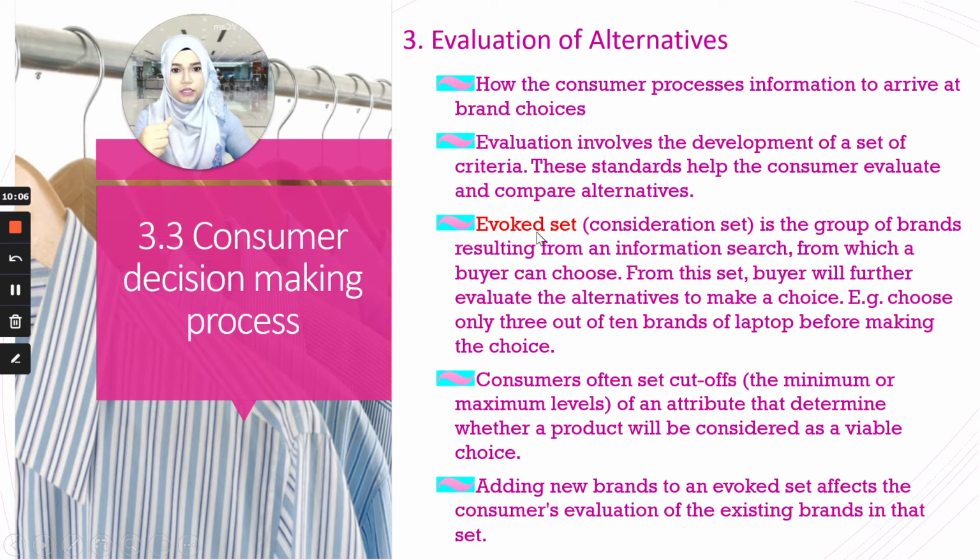Right? This evoked set is also known as the consideration set. Okay, this is the group of brands resulting from an information search that you have done in the second stage just now. Okay, which the buyer can actually choose. From this set, the buyer will further evaluate the alternatives to make the choice. Example, choosing only 3 out of 10 brands of laptop before making the choice.